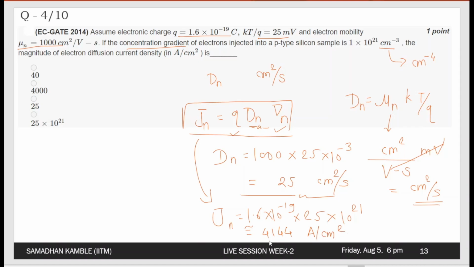So the closest answer to this is 4000. So the diffusion current density in ampere per centimeter square for this problem is 4000 ampere per centimeter square. Okay, is it clear? Else we'll move to our next problem, that is problem number 5.